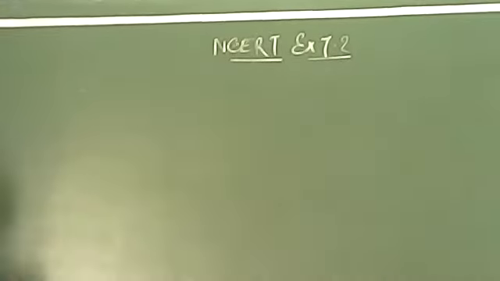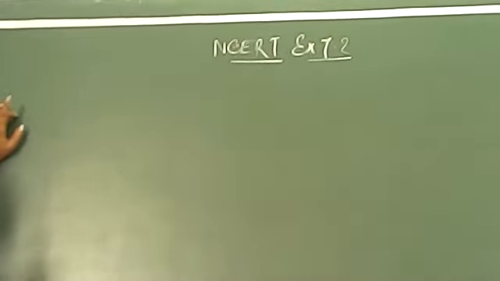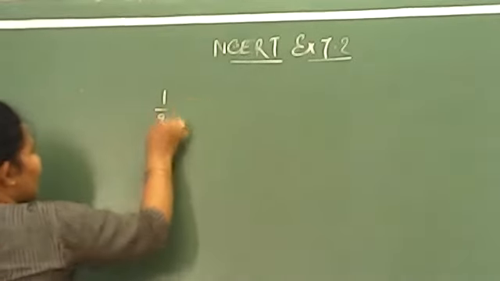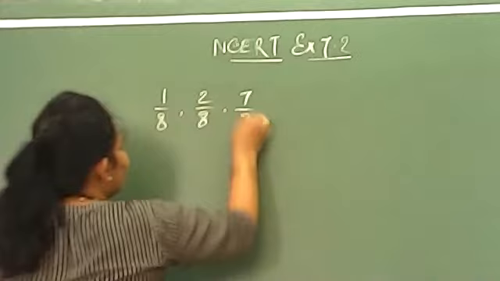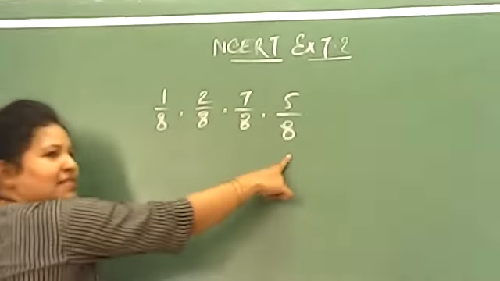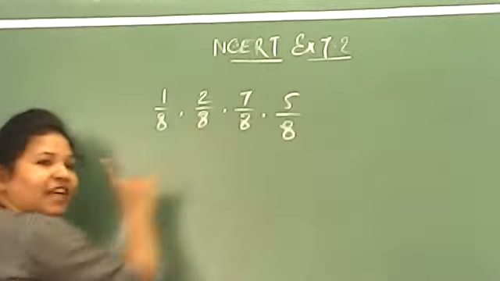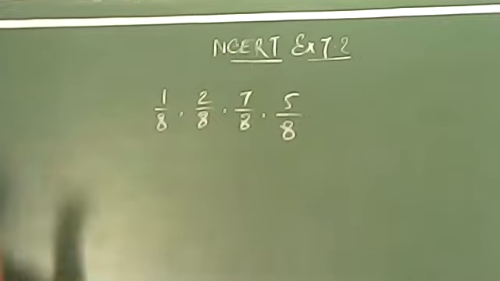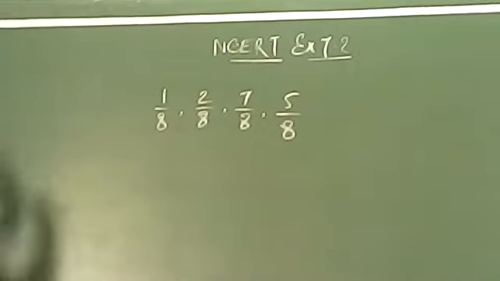Okay, let's understand the NCERT question now. NCERT question number 1 says that you have so many numbers written in one question only, to represent on a number line. That doesn't mean that you make a separate number line for each one. No. Always remember, whenever you have fractions like 1 by 8, 2 by 8, 7 by 8, 5 by 8, all fractions have the same denominator, so they are like fractions. When you have like fractions, you will represent everything on one number line only. Make one number line to represent all, but give the points.